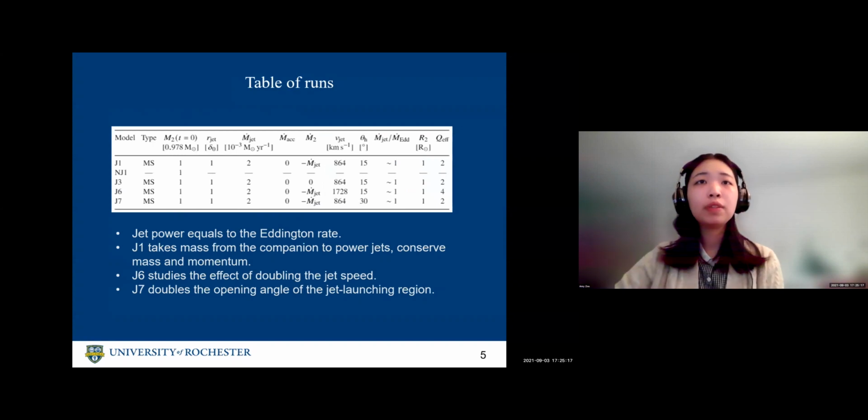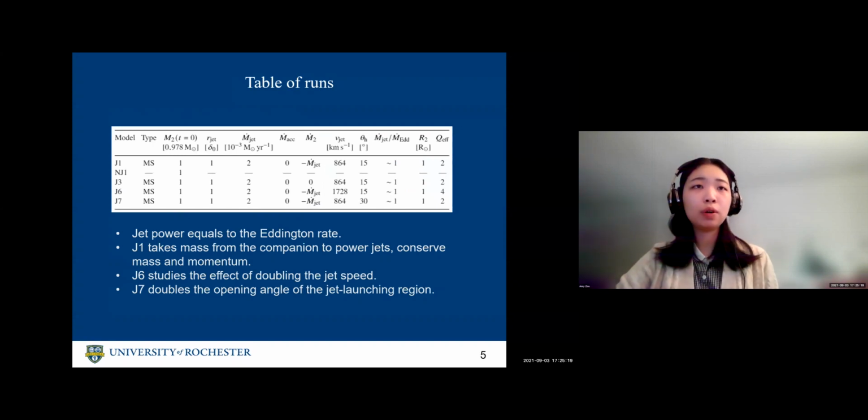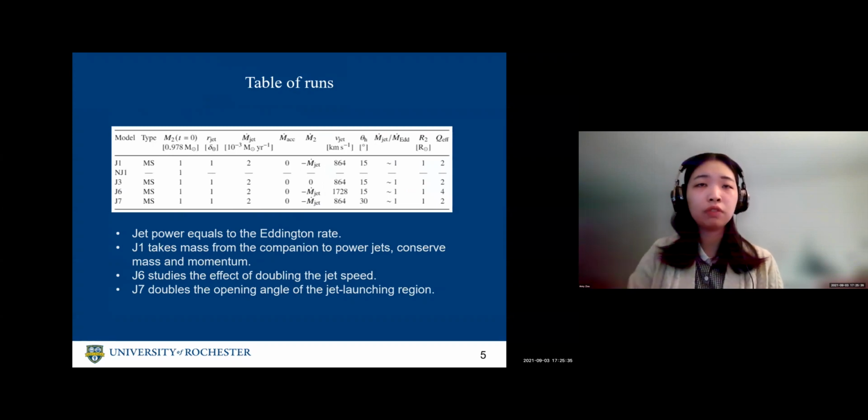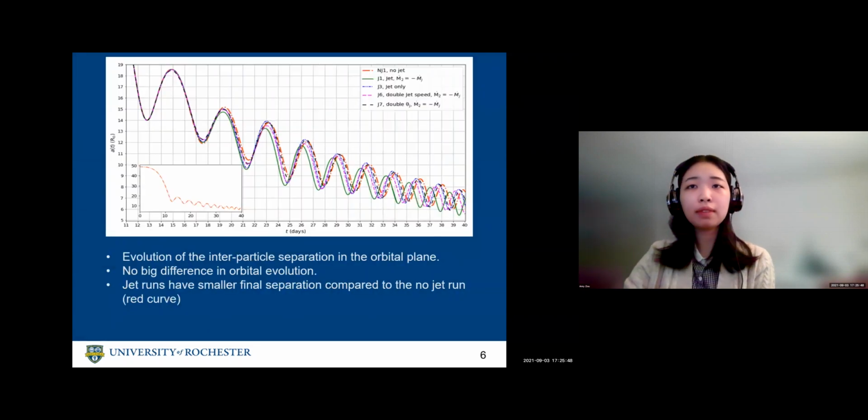So here are 5 of our runs. Basically we compare the situation with jet and no jet. Our fiducial is J1, where we take mass from the secondary to power the jet. J6 studies the effect of doubling the jet speed. And in J7, we're just testing the subgrid model of the jet launching, doubling the jet launching angle to test the effect of the jet model.